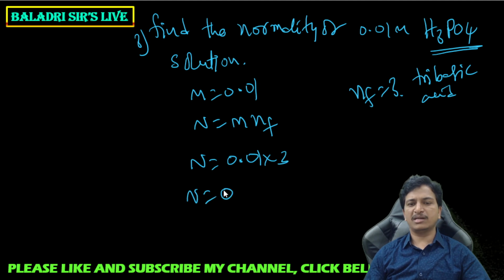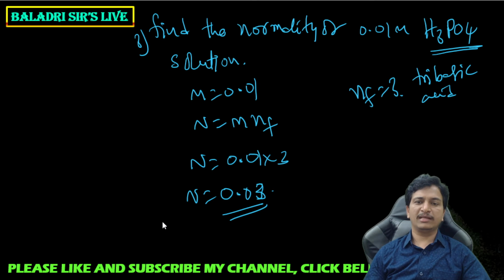So you will get normality equal to 0.03. Is it clear to you? Like this, we can convert that molarity to normality. Now, other relations we will come across about normality.